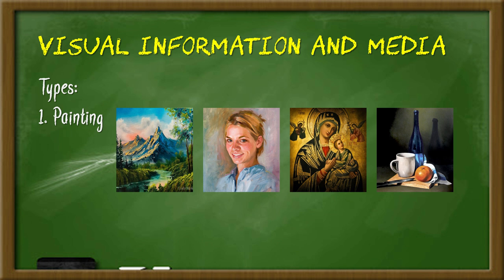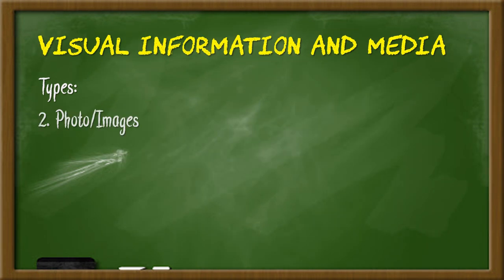The first one is painting. It is an art form that creates a picture using a flat medium, such as canvas or board, and paint. Examples are landscape, portrait, still life, and icon. Second is photo or images. A photo is worth 1,000 words, isn't it? It can tell a story or even let the viewer feel emotions by just looking at it. Photos are also used as evidence to document historical events.